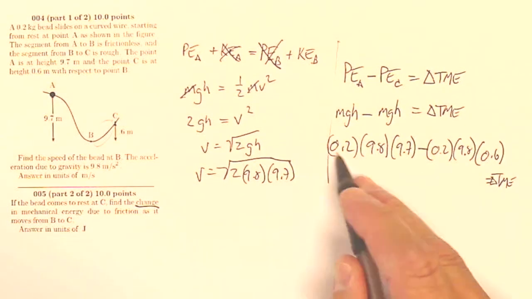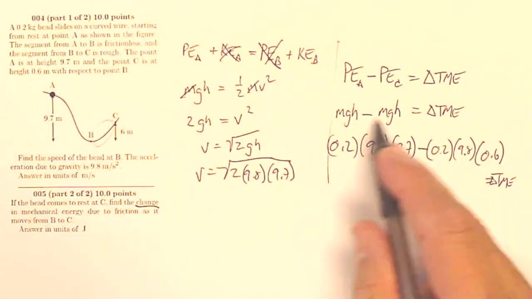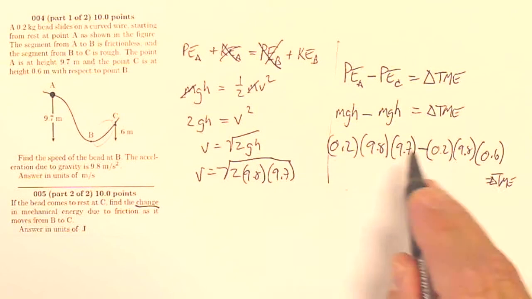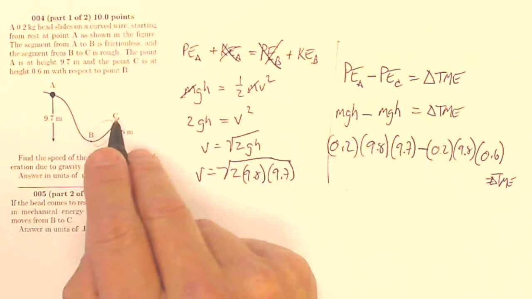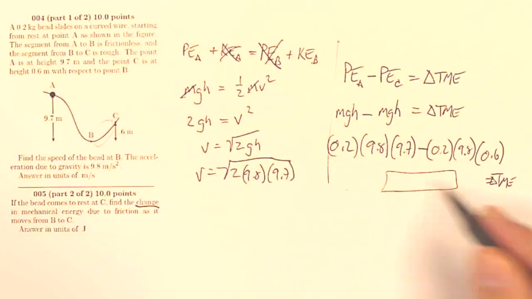So now it's just math. Multiply those, subtract those. You also could be smart and see that 0.2 times 9.8 can factor out, and I get 0.2 times 9.8 times the difference in height. So it's going to be mg times the change in height that is how much energy was lost. But either way, you can get your total mechanical energy right there.